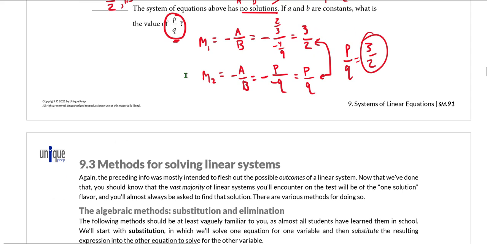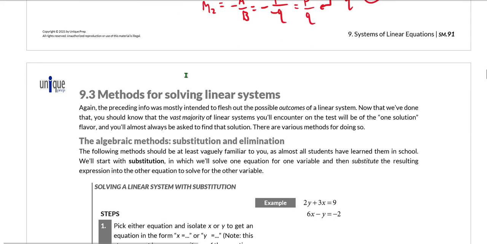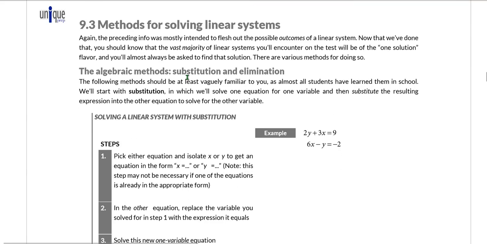On the next page, we talk about the actual methods for solving a system of linear equations. So finally, we get to how we actually solve these things. There are multiple methods for solving a linear system. Algebraic methods: most students, by the time they are sophomores, juniors, seniors in high school, should be very familiar with substitution and elimination. If these don't sound familiar to you, most likely as I start to go through these processes, you will recognize them fairly quickly, and hopefully they will come back to you.